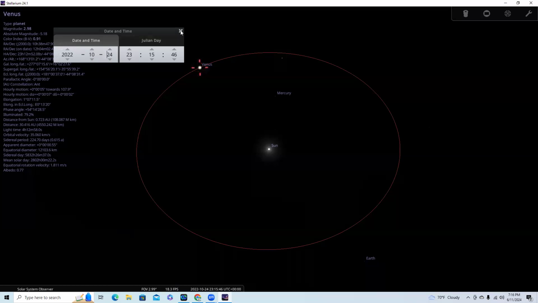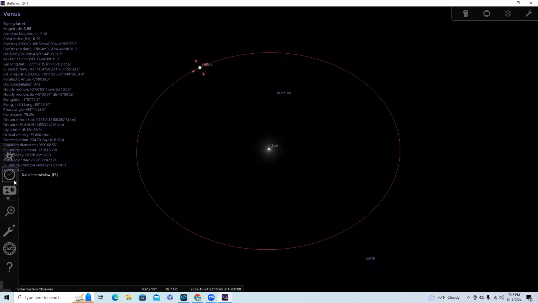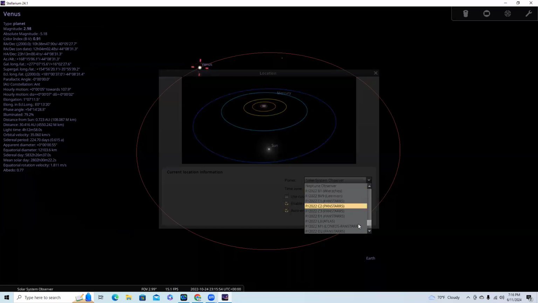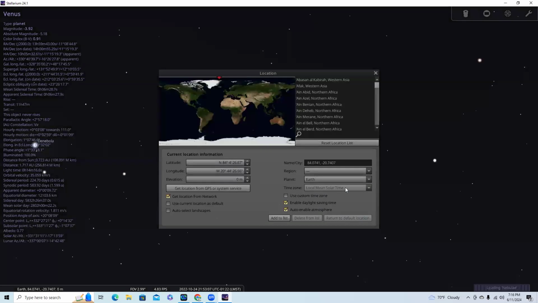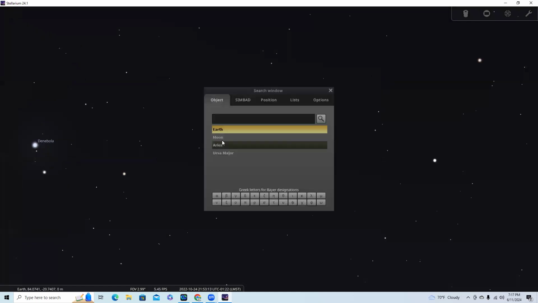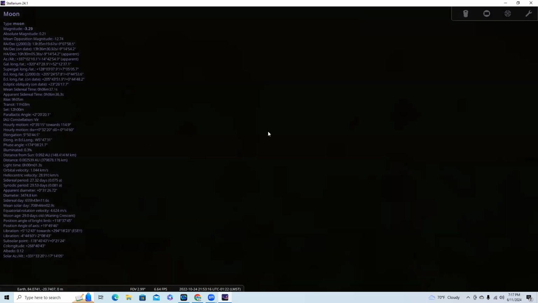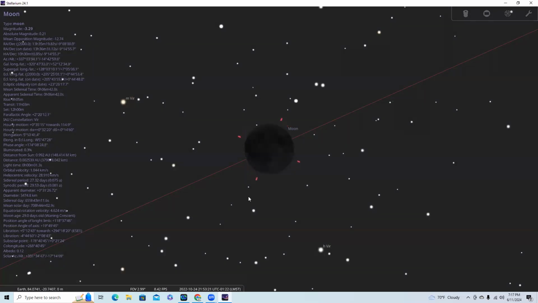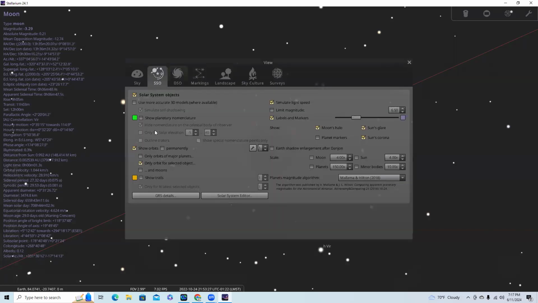Now, the next lab is actually not that bad. The next lab is just observing the moon. So I want to change the location. I want to go back to Earth. There. And then, let's look for the moon. If that happens, guys, that's because it's below the ground, below the horizon. So there you are. Let's remove the orbits now. We don't need that anymore.